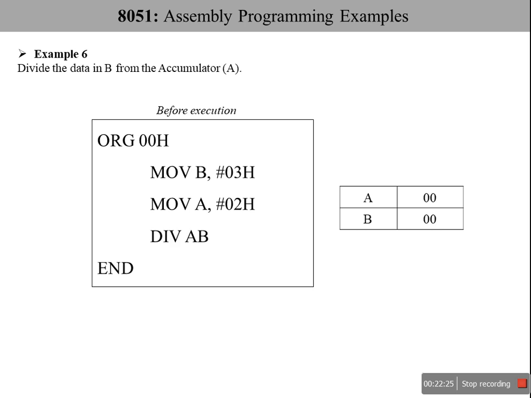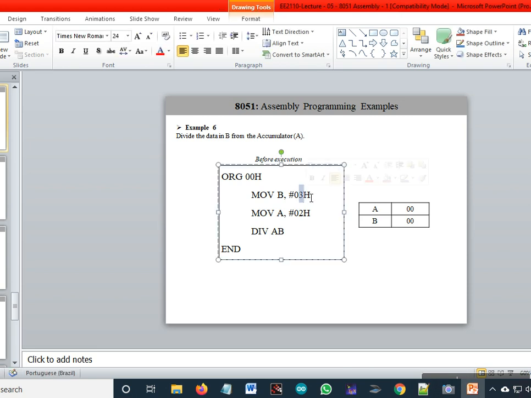Similarly, the division, it is divide A by B. So we have to take data into A and B. This is before execution. The content of A is 0 and B is 0. I have taken B as 3 and A as 2. So I'm going to divide A by B. Oh, it will be just the reverse way, it will be 2 and 3. So in this case the accumulator will be 3 and the B register will be 2, right?